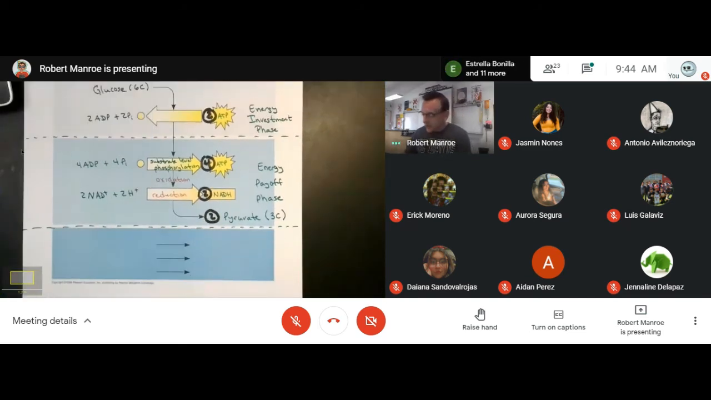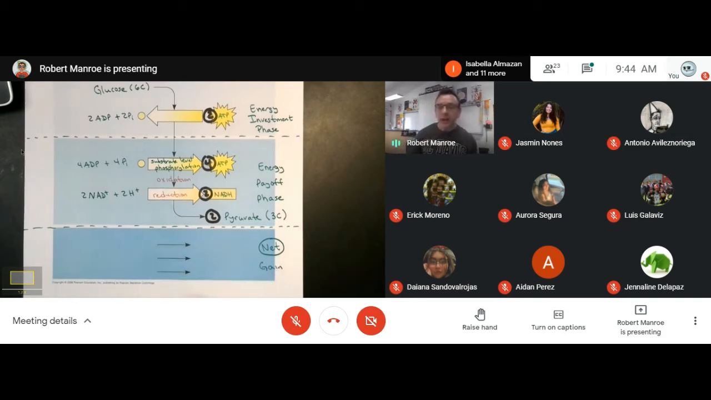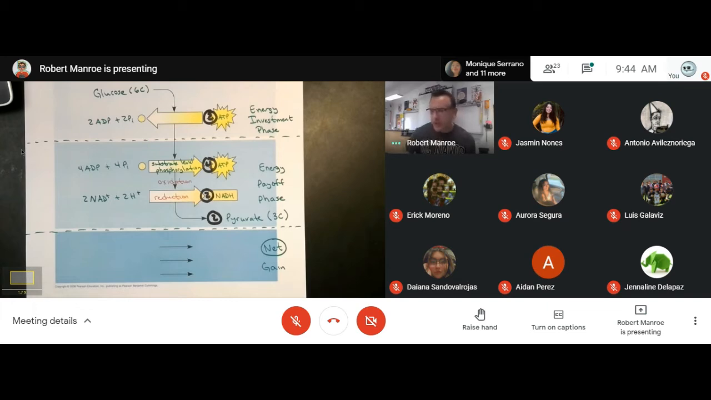The products are called the net products. And that net is important. Have you heard of gross income versus net income? Do you know the difference between gross pay and net pay? Net is overall what you get after taxes. Gross is what you're paid by your employer. Net is what you actually get after you pay your taxes.